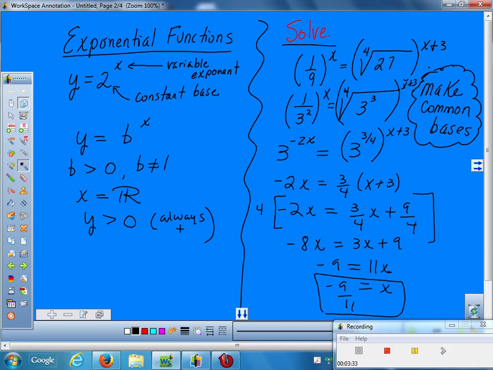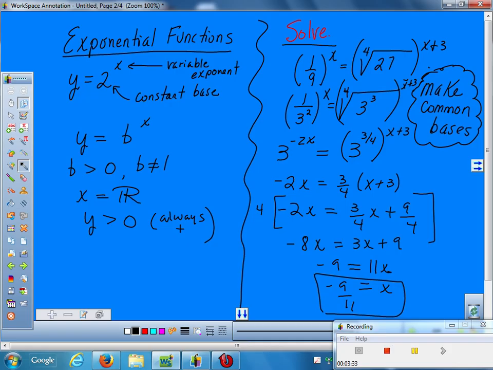The 4 from this 4? I want to get rid of the fractions. I mean, you could have worked it with the fractions, but you like making common denominators more than I do. Yeah, I got you now.